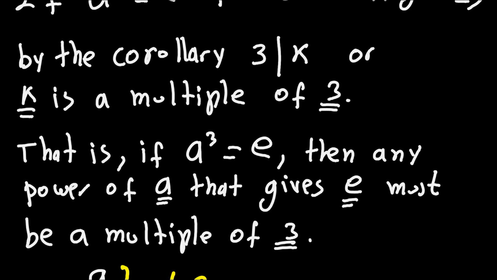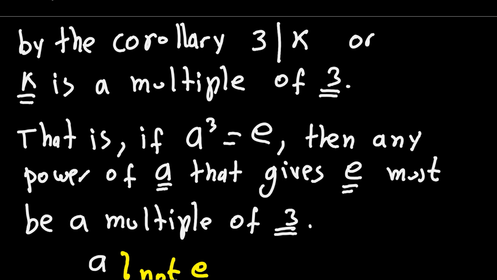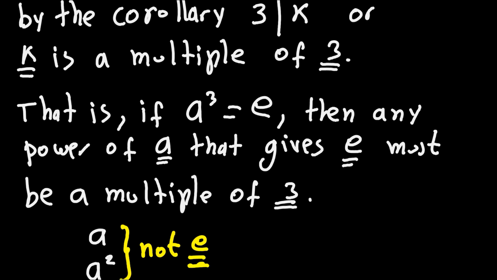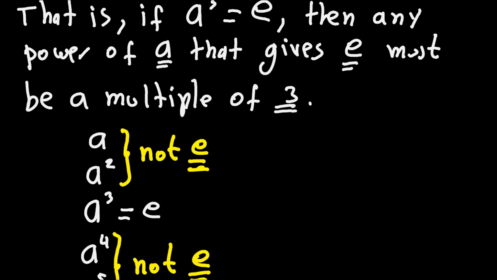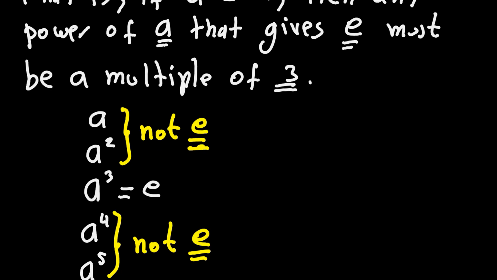That also means, or is equivalent to say, that k is a multiple of 3. So if you have that A cubed is the identity, or the order of A is 3 here, that's what we are saying, then any power of A that gives you the identity must be a multiple of 3. That's because the order of A is 3. So let me emphasize that a little bit more. If the order of A is 3, A and A squared cannot be the identity, but A cubed is the identity because the order of A is 3.